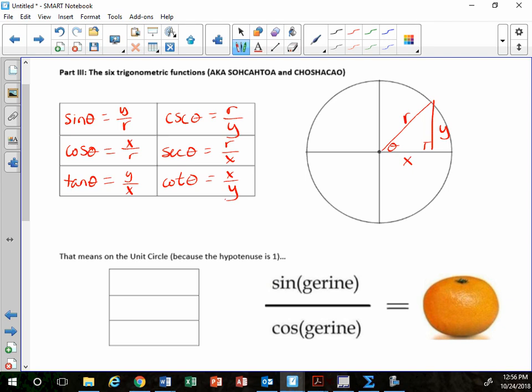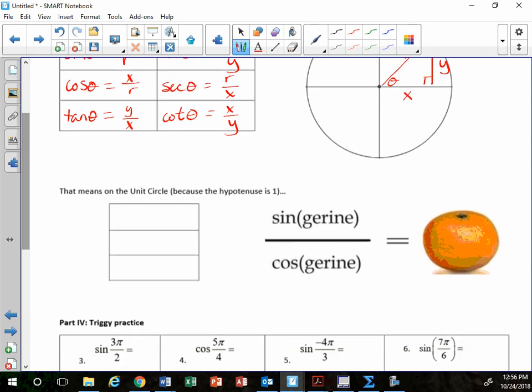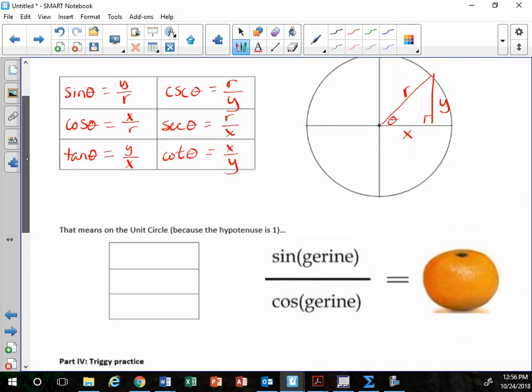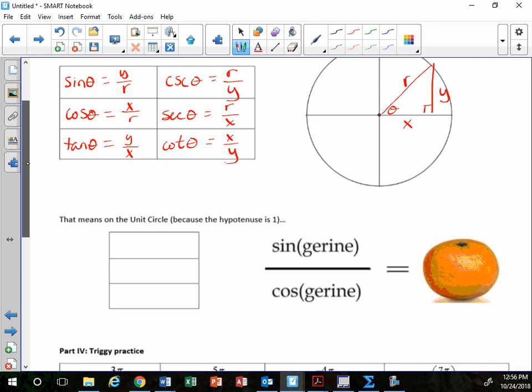All right. If we're on the unit circle, what is my radius? 1. So look at sine of theta up above. That's y over r. R is 1. What does that really make sine? Just y. So this is only on the unit circle. What would cosine of theta be? And we can write tangent, but it doesn't really change. It's still just y over x.